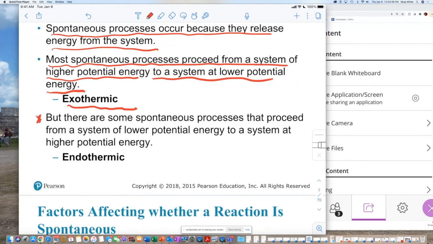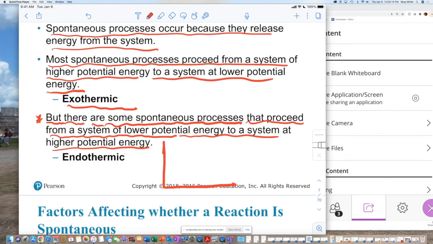So before we read this bullet point here, we saw before that endothermic reactions are not naturally spontaneous. Why? Because you as a scientist have to add energy. When you're adding energy, it's not spontaneous anymore. But they're telling you here, like they're rebutting what you said, right? They said, but there are some spontaneous processes that proceed from a system of lower potential energy to a system of higher potential energy. So this is one person that tells you, I hear you, but I have seen in life some spontaneous processes that should not be spontaneous, but they are spontaneous. They're going from a system of lower energy to a system of higher energy, but they're still spontaneous. So how do you explain that?